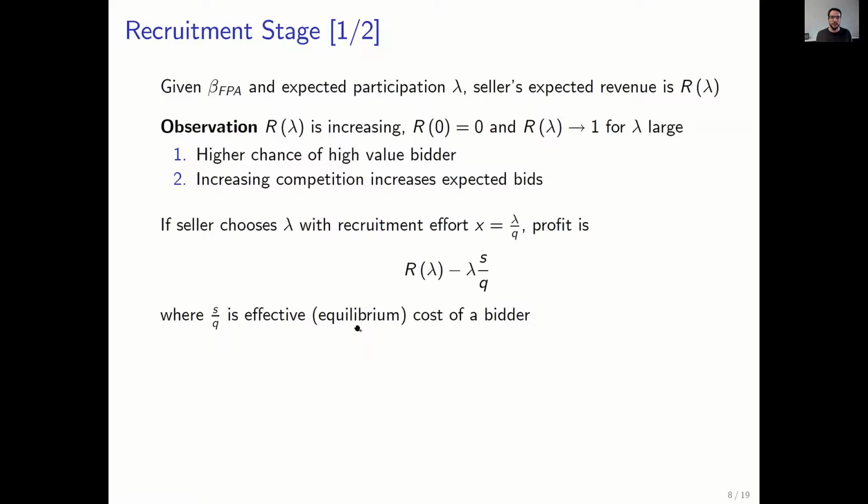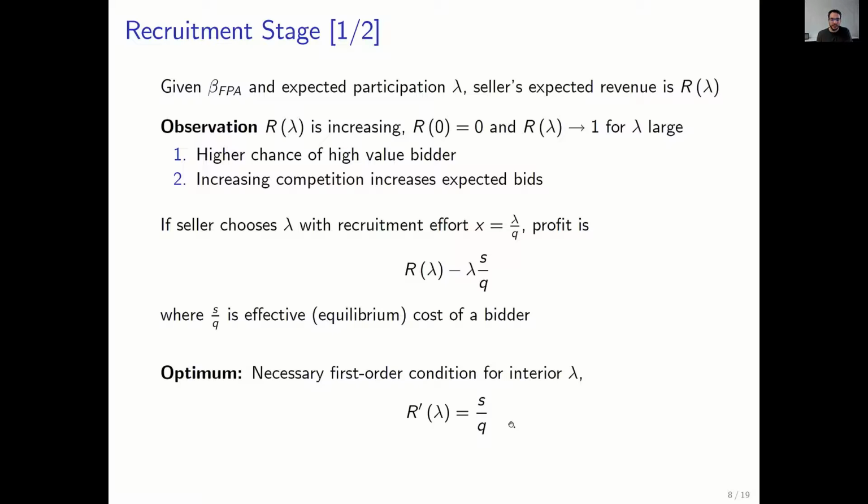If the seller chooses a targeted participation level lambda, with a recruitment effort X equal to lambda over Q, then the profit of the seller is R of lambda minus lambda times S over Q, where S over Q is the cost per participating bidder. If Q is smaller, then the cost per participating bidder is higher. So S of Q is like an equilibrium cost because it depends on the equilibrium action Q of the bidders. If you have an interior equilibrium, it must be the case that marginal revenue is equal to marginal cost. So R prime of lambda is equal to S over Q.